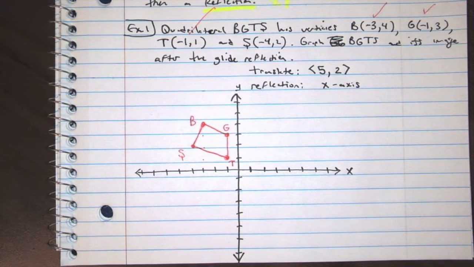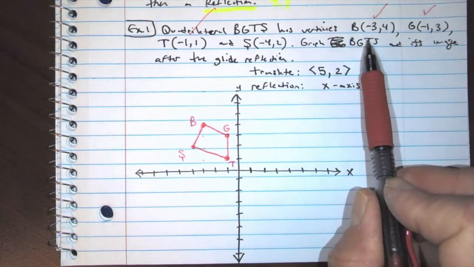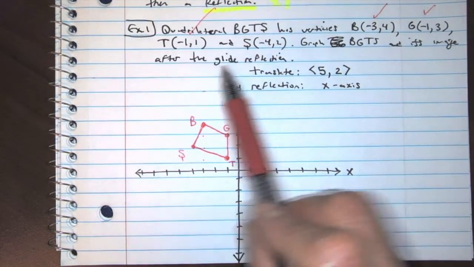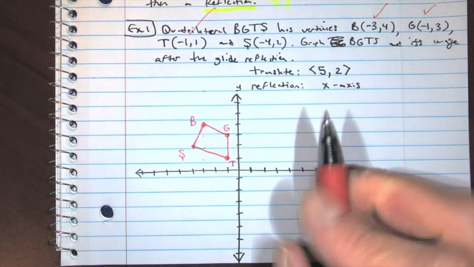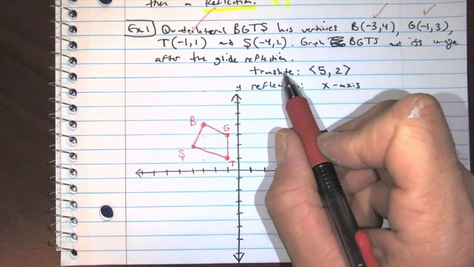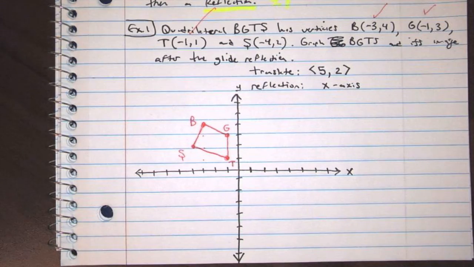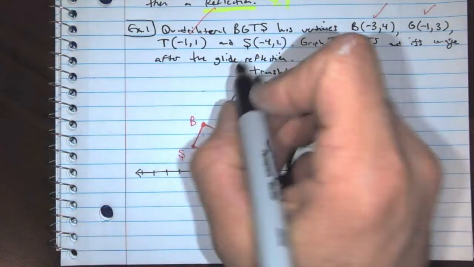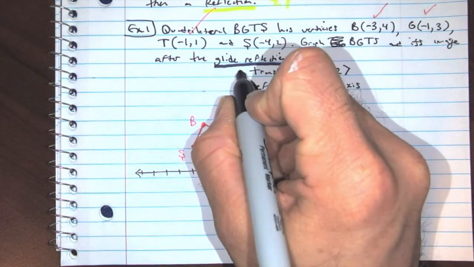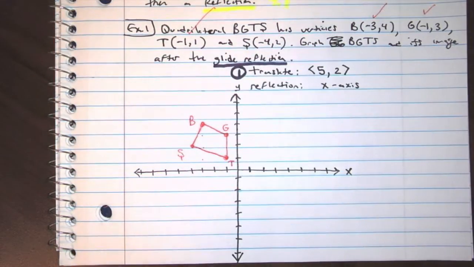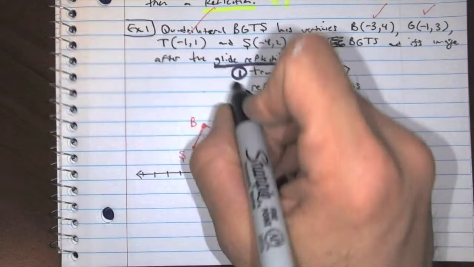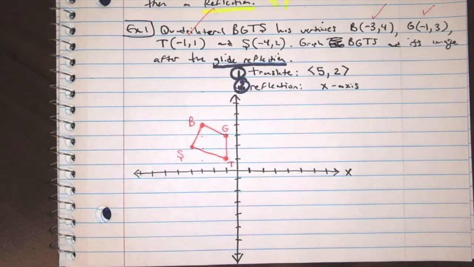It's not a square. It's not really a rectangle. Maybe it's a trapezoid. I don't know. It's 4-sided, so we call it a quadrilateral. All right, graph this quadrilateral, done. And its image after the glide reflection. So we translate first, we reflect second. This is important, everybody. With a glide reflection, you always translate first and then reflect second.